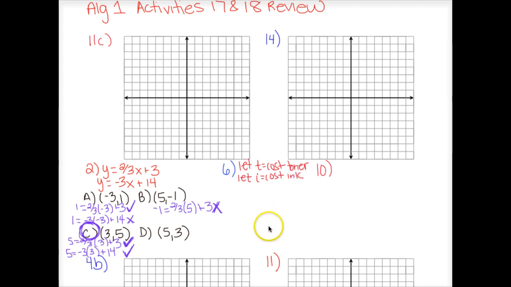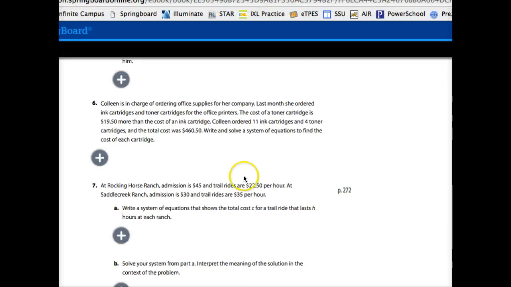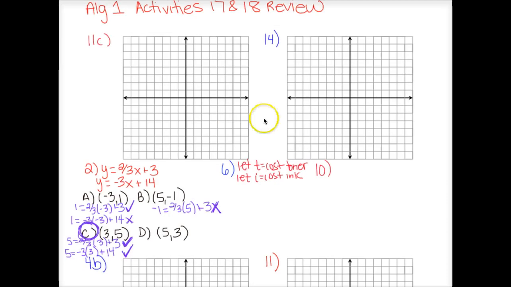So once I've done that, I need to write my equations. The first sentence: the cost of toner is $19.50 more than the cost of ink. So cost of toner, which is T, is, which means equals, $19.50 more than ink. So that means I plus 19.50. You don't have to write the 0 here. You can, but you don't have to.